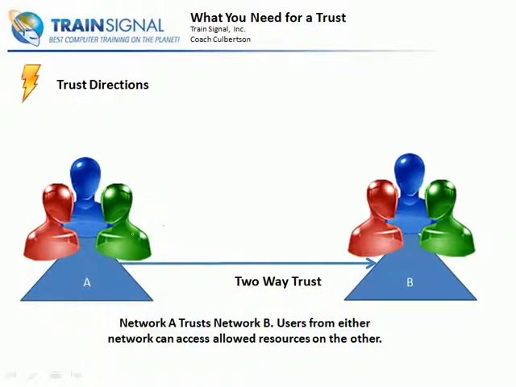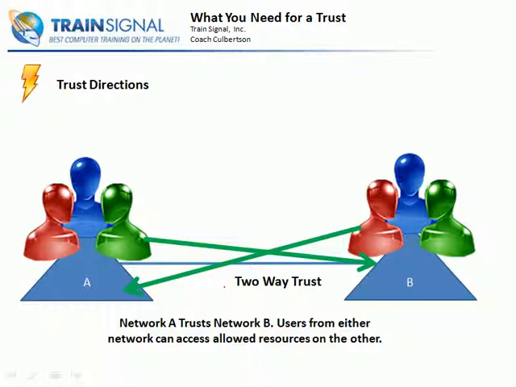If network A trusts network B and vice versa, in a two-way trust, users from either network can access allowed resources on the other. Now, when I'm talking about users from either network accessing allowed resources, really what I'm talking about is permissions. I'm talking about share level permissions and all that stuff that we've talked about earlier in this video series.